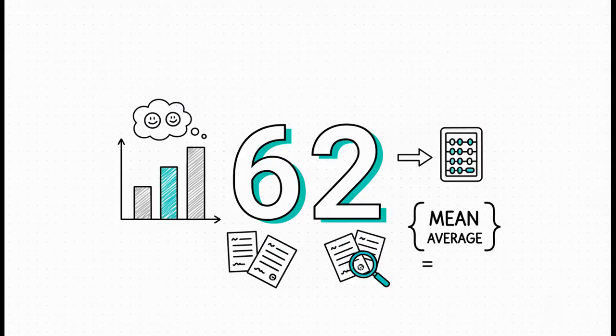And when we run all the numbers for our student scores, what do we get? We get a mean, or your classic average score, of 62. So you could say that, on average, the students scored a 62 on this test.